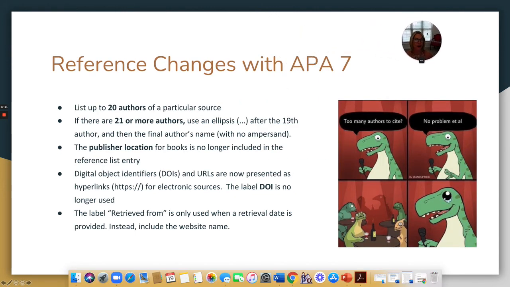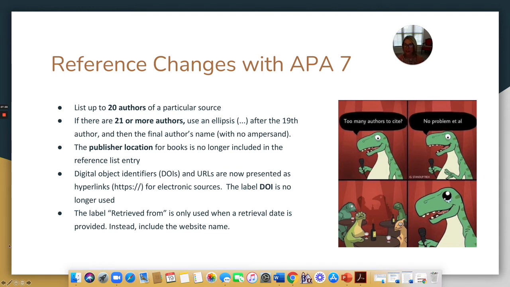And so there are some changes in the references with moving from the APA 6 to the APA 7. Dr. Root sent me this meme, and I had to track down where it came from on Instagram, and it says, too many authors to cite? No problem at all. And so we have been saved a little bit until you get to your reference list.